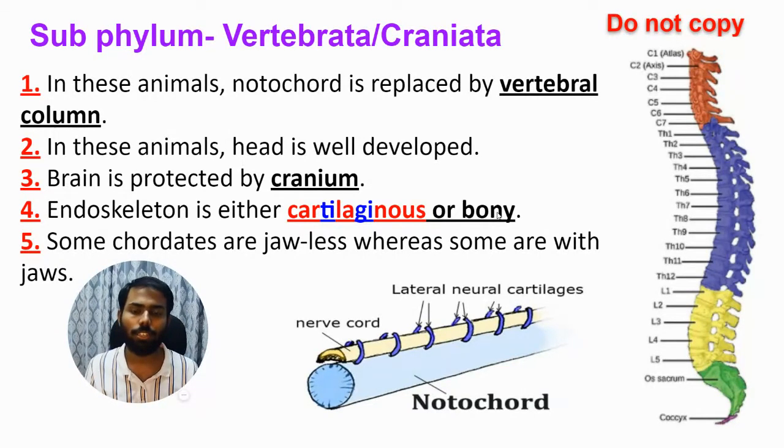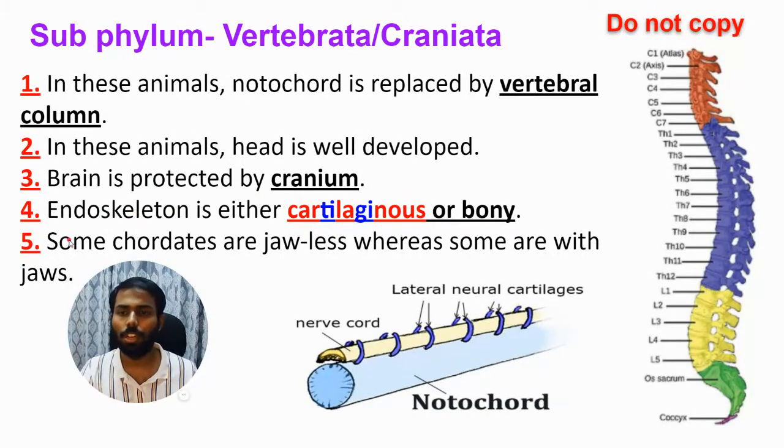A very easy example of cartilage is the material our ears are made up of. They are in solid form, but they are also very flexible, right? You can move it very easily. You can bend it, stretch it very easily. So this is an example of cartilage. Your ears are examples of cartilage. So cartilaginous means it will be made up of cartilage, or it will be made up of bone. What are we talking about here? Endoskeleton. The skeleton inside the body.